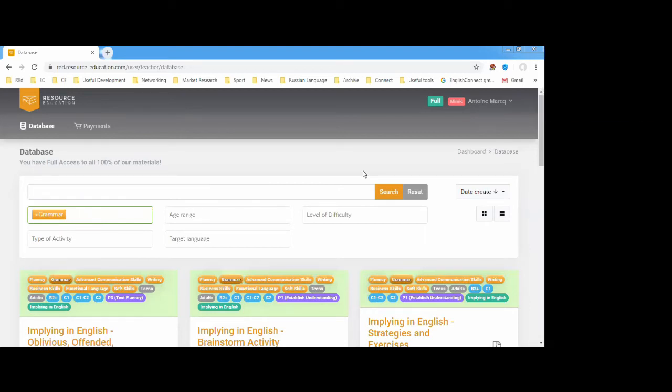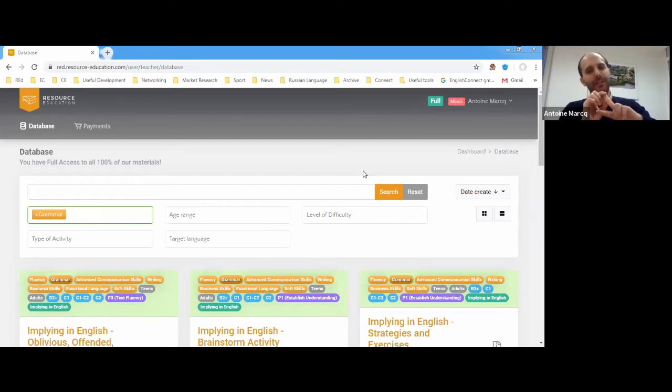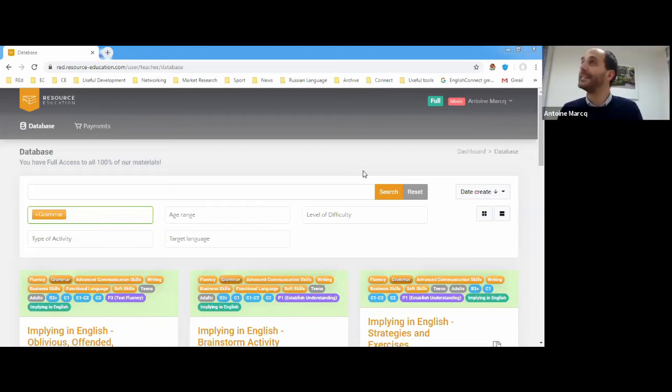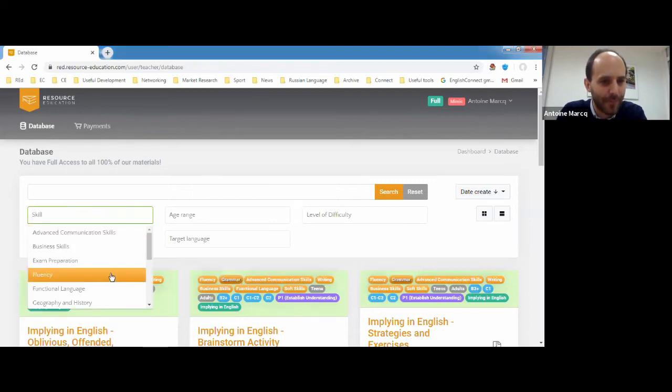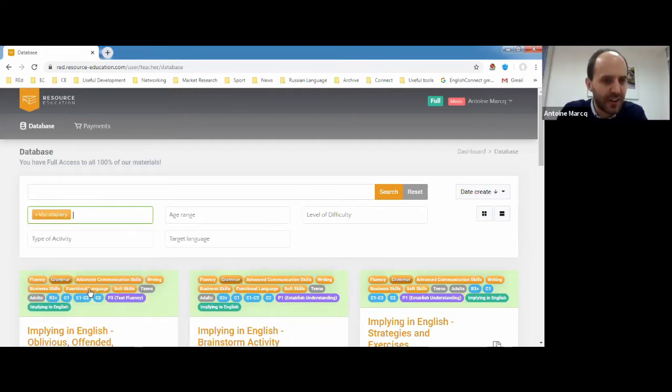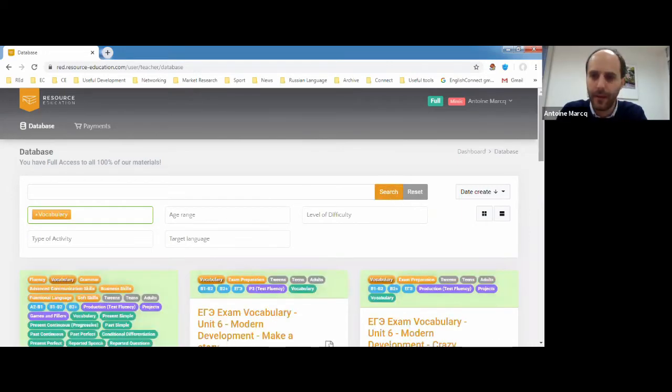All right, there are low level "be get used to," P1, P2. Next on our list, I have so many things to show you. Okay, we're gonna dive into some vocabulary now. So you see just in skills, I'm just switching from grammar to vocabulary. And there we go.